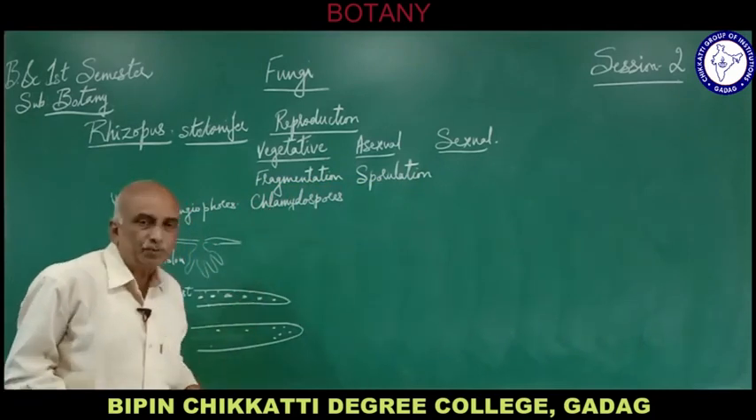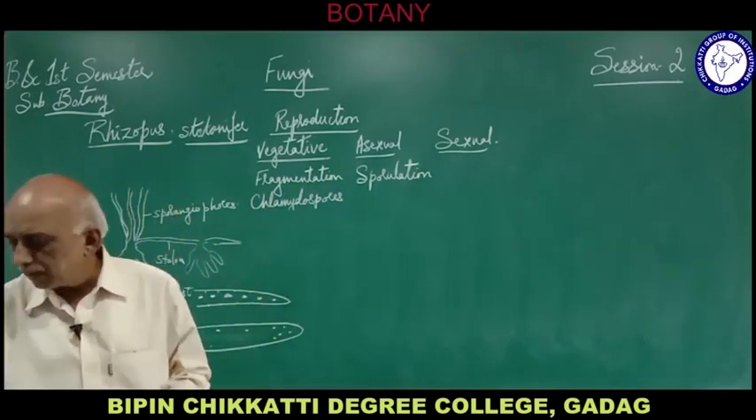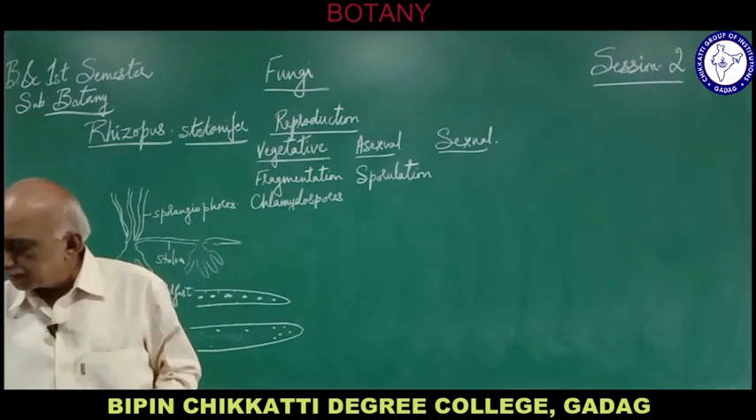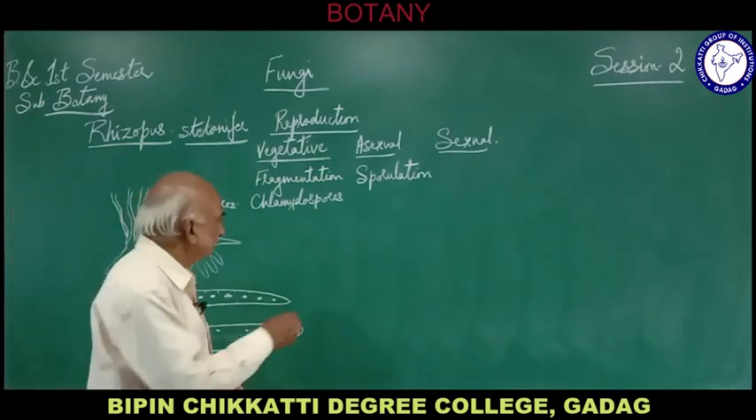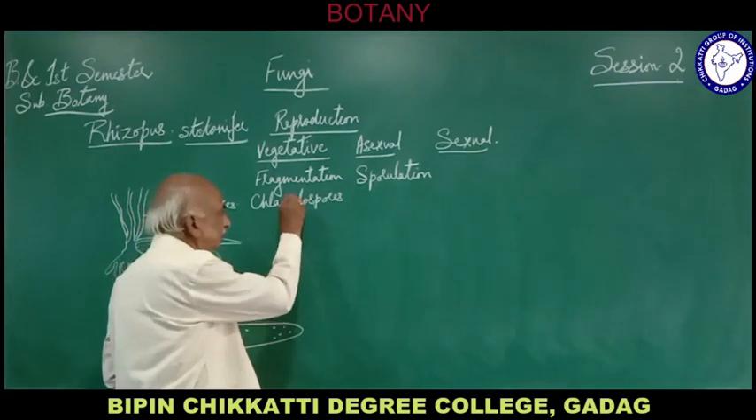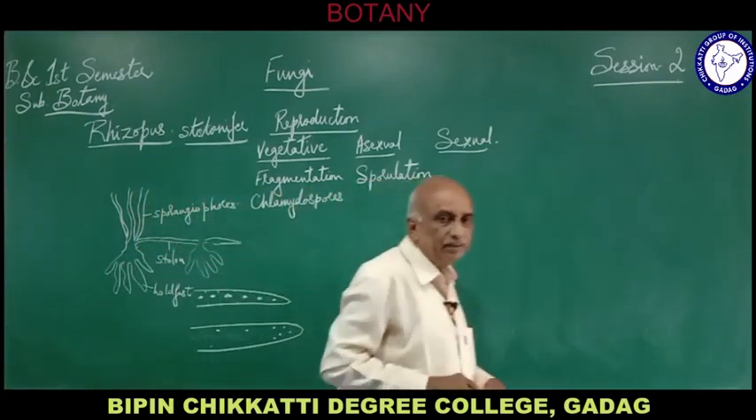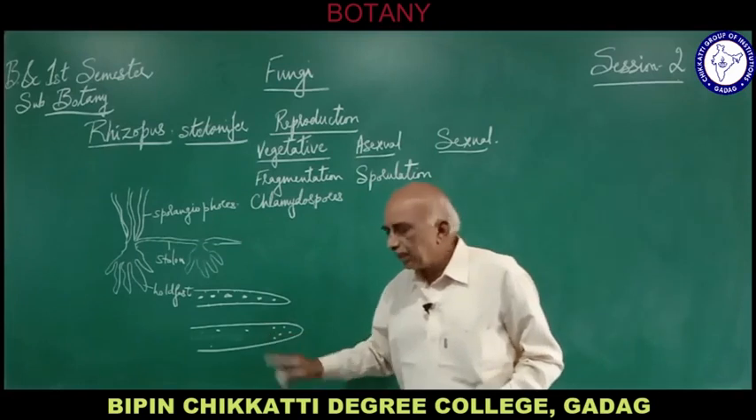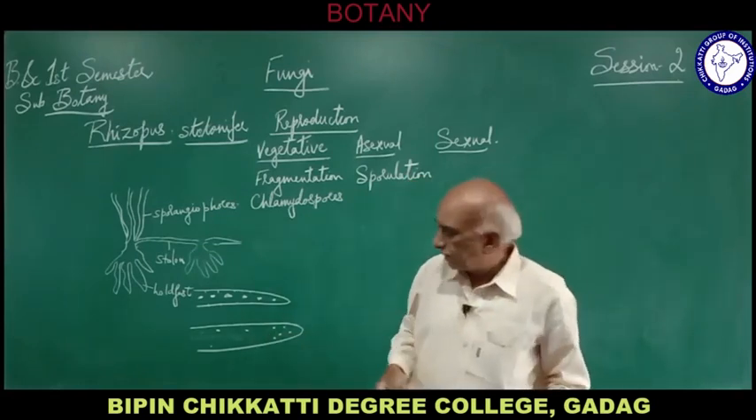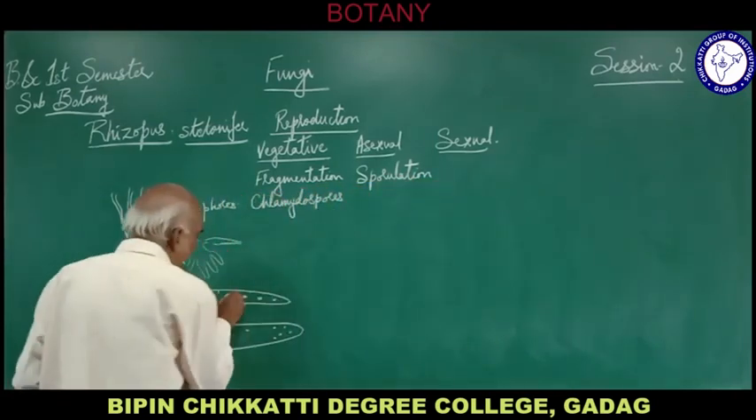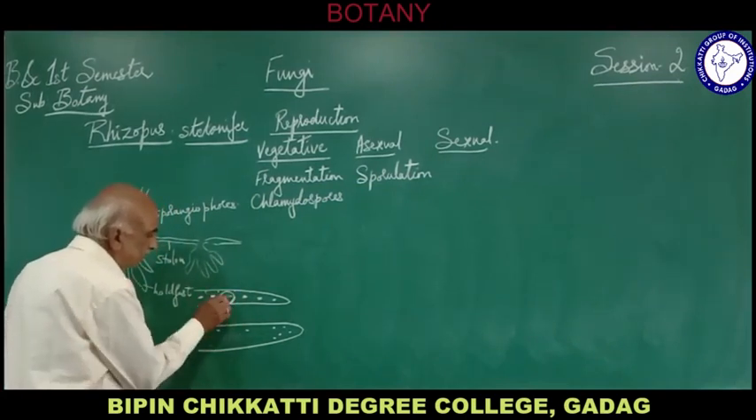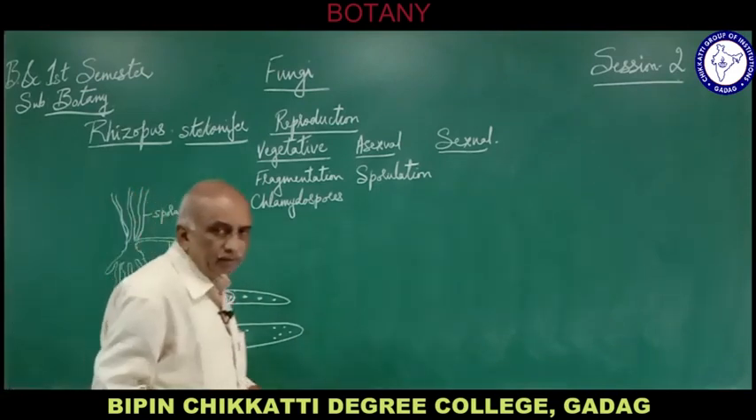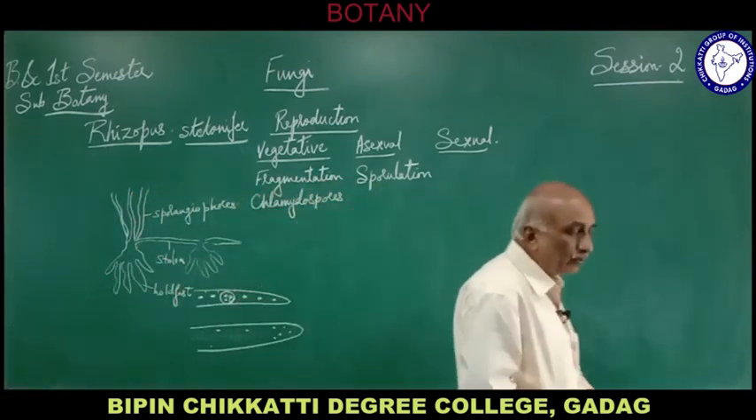Then chlamydospores. Chlamydospores are one type of spores which are actually thick-walled cells. Now these chlamydospores are formed in the hyphae. Suppose this is a chlamydospore, these chlamydospores contain many nuclei. So the chlamydospores are thick-walled.